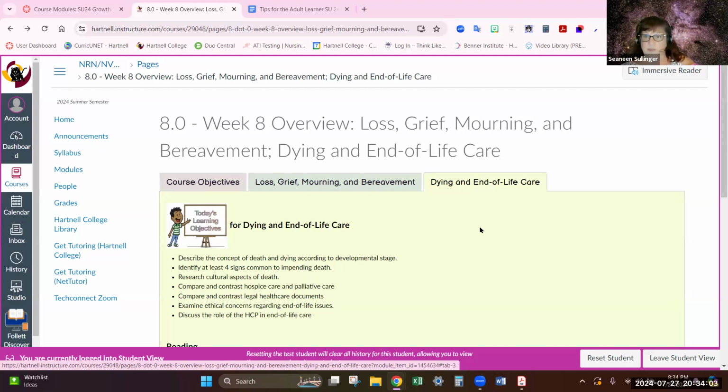Compare and contrast hospice and palliative care. Compare and contrast legal health care documents. And examine ethical concerns regarding end-of-life issues like euthanasia, for example, physician-assisted suicide, and then discuss the role of the healthcare provider, healthcare professional in end-of-life care.